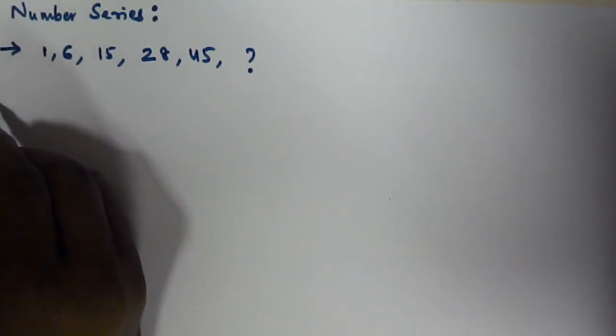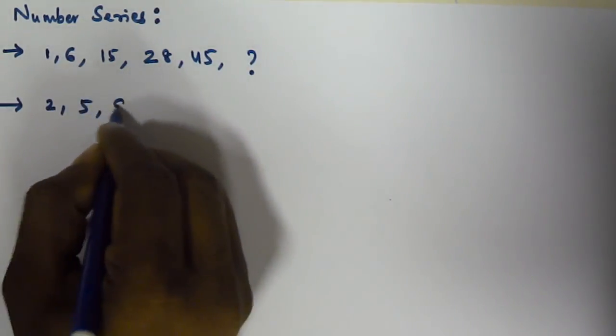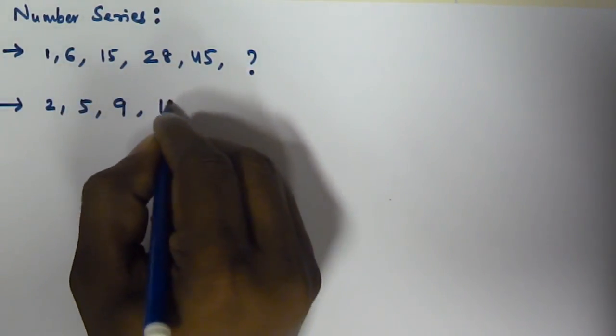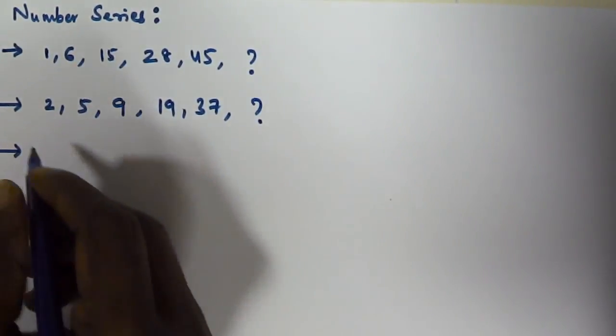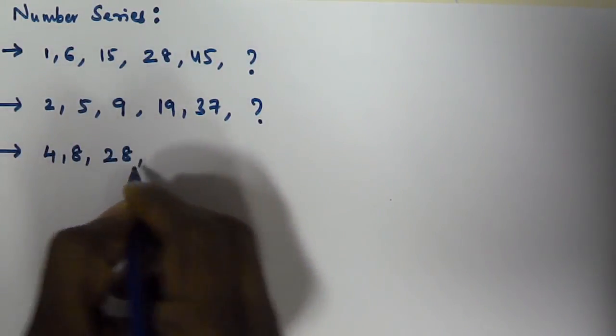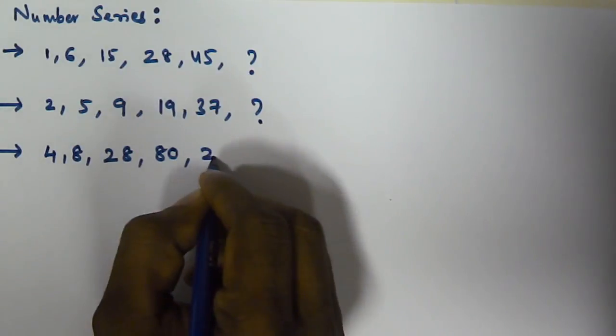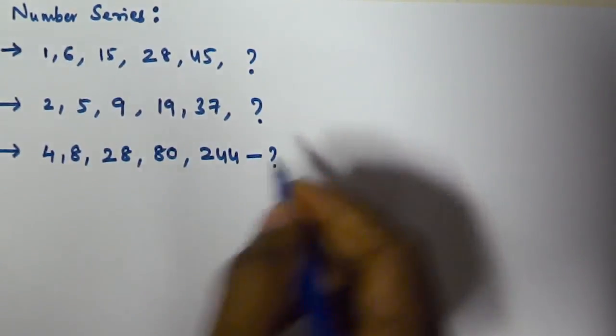The second problem is 2, 5, 9, 19, 37, and what is the next number? And the third one is 4, 8, 28, 80, 244, and what comes next?